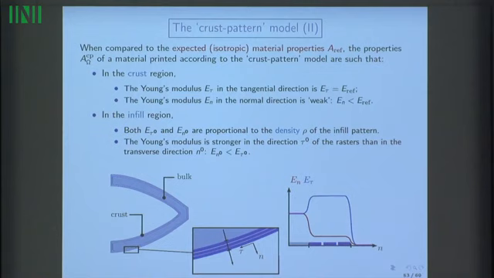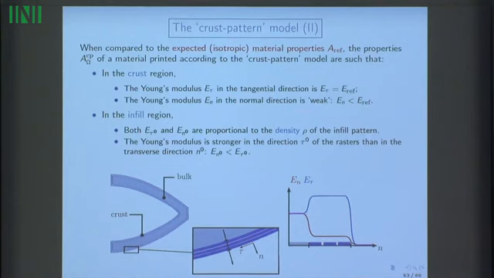Then with respect to these ideal material properties, which are isotropic, we have to expect that in the crust region the material will have a completely normal, resistant behavior in traction, meaning a high Young's modulus in the tangential direction, but a very low Young's modulus in the normal direction, because this layer solidifies before the next one is added, etc. So we have to anticipate this type of anisotropy in the crust region.